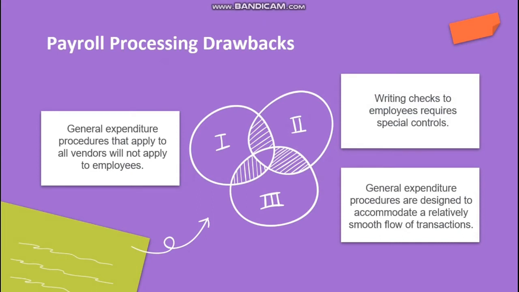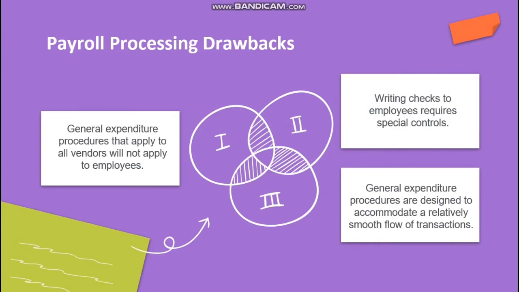It is easier to conceal payroll fraud when payroll checks are combined with trade account checks. Next, the general expenditure procedures are designed to accommodate a relatively smooth flow of transactions. Payroll activities are discrete rather than continuous. Disbursements to employees occur weekly, bi-weekly or monthly. To periodically impose this processing burden on the general system may have an overwhelming peak load effect.